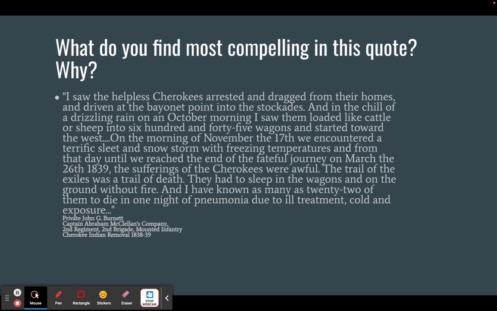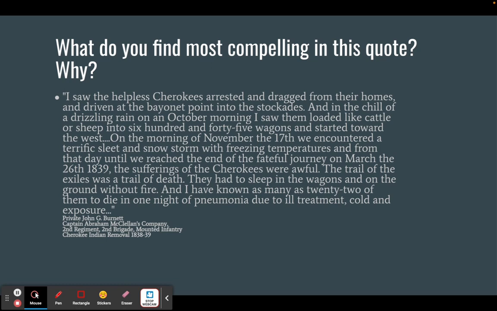I saw the helpless Cherokees arrested and dragged from their homes and driven at the bayonet point into the stockades. And in the chill of a drizzling rain on an October morning, I saw them loaded like cattle or sheep into 645 wagons and started towards the west.